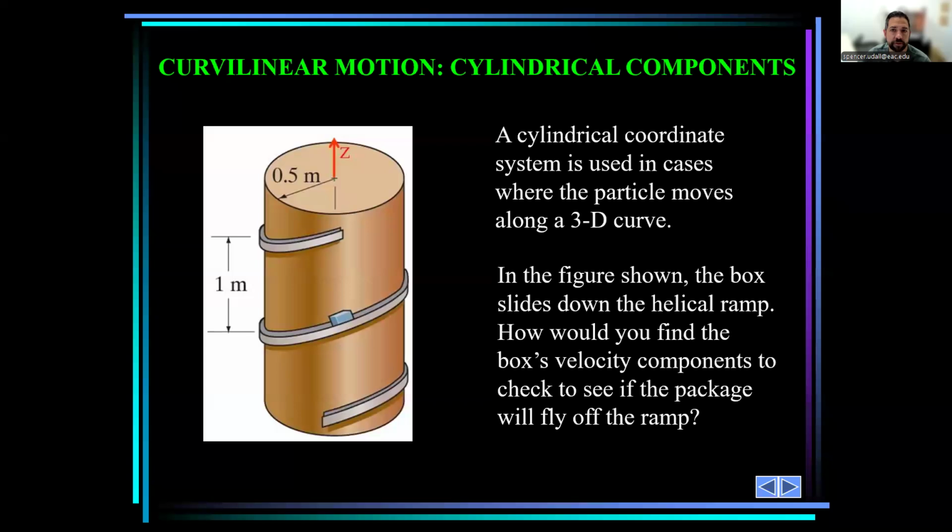All right, well, welcome back to Dynamics today, and we're going to be going through another type of coordinate system. This one's going to be cylindrical components, which is kind of interesting.